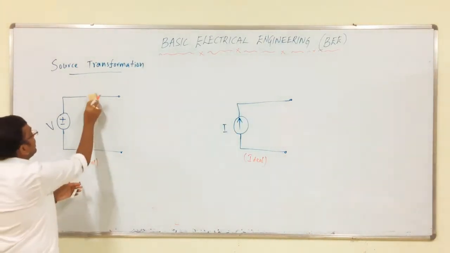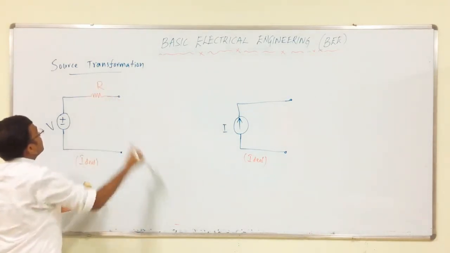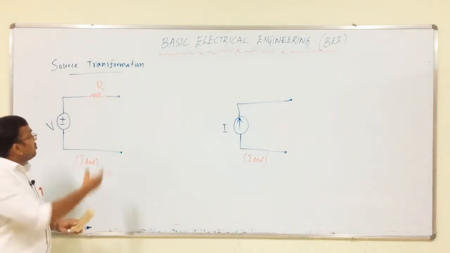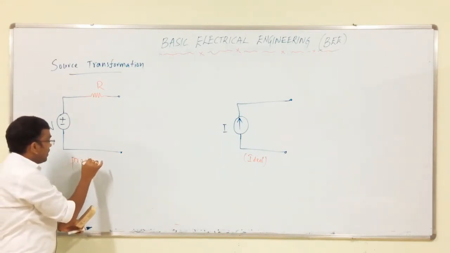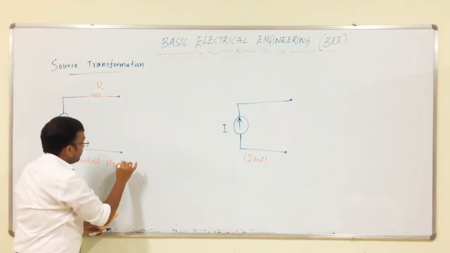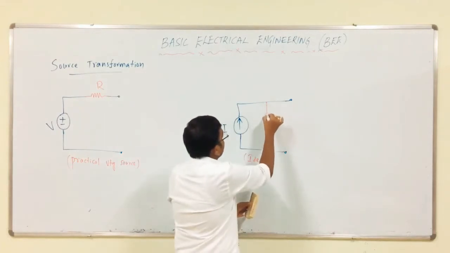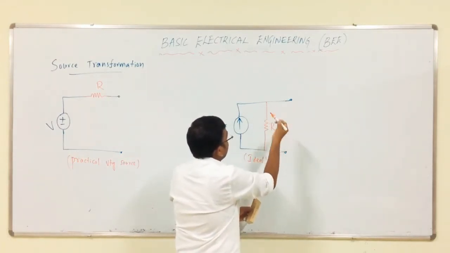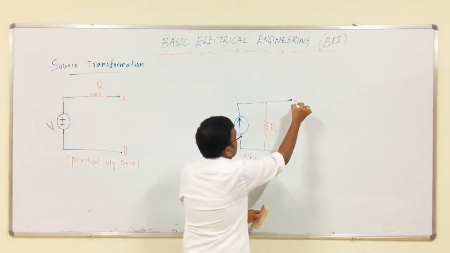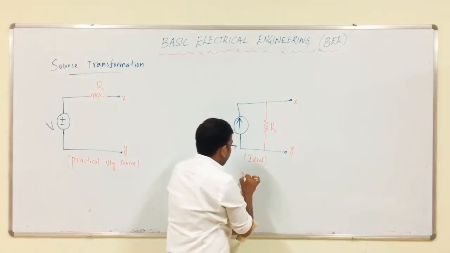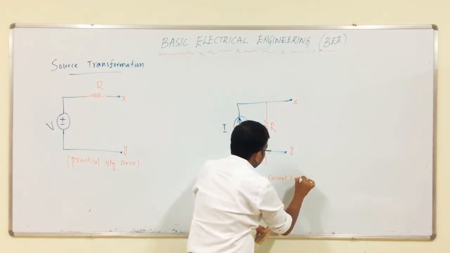So, if you are connecting a series resistance, this combination is nothing but practical voltage source. If it is like this, for example, these terminals are x and y. These terminals x and y. This is practical current source.